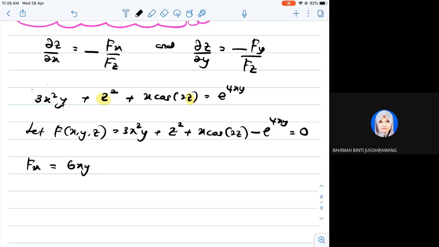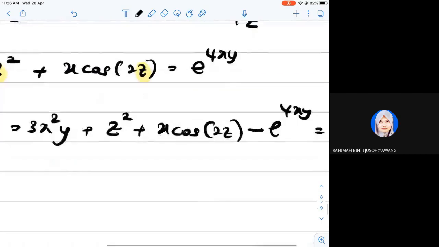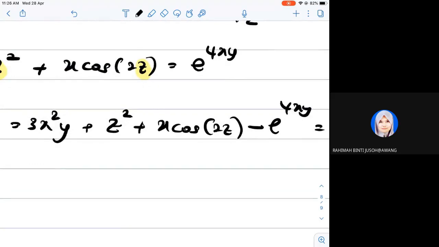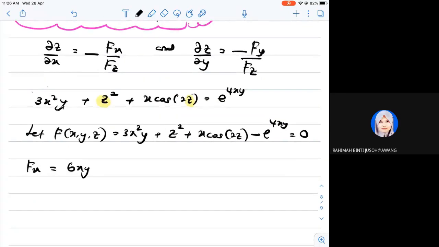Kena guna product rule ke? Perlu ke guna product rule, x cos 2z ni? Tak perlu. Sebab cos 2z tu hanya sekadar constant. Sebab kita hanya nak differentiate terhadap x sahaja. That's why saya kata guna formula kedua ni lebih mudah. Tak perlu guna product rule pun, sebab yang ini dah jadi constant dah.